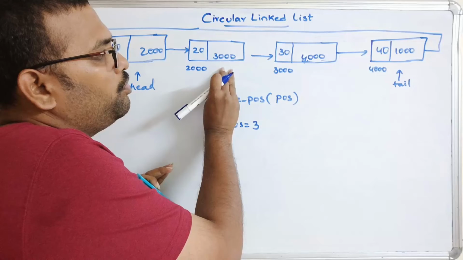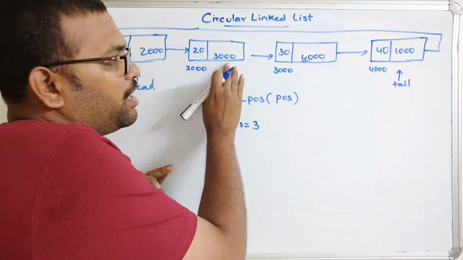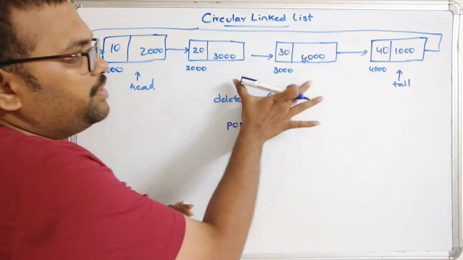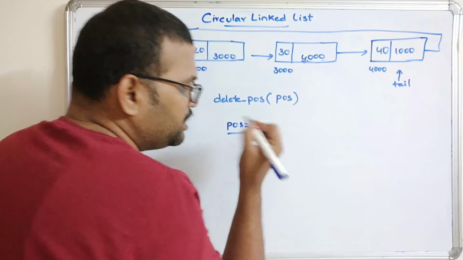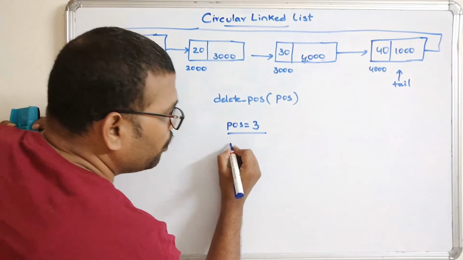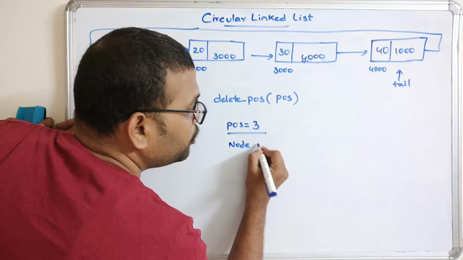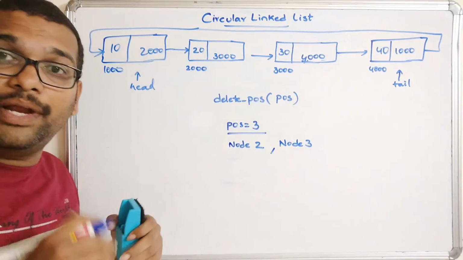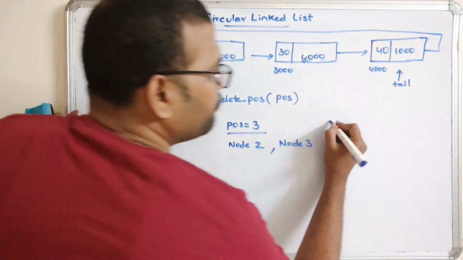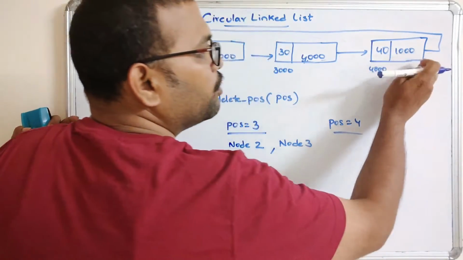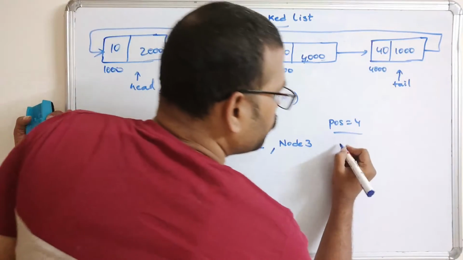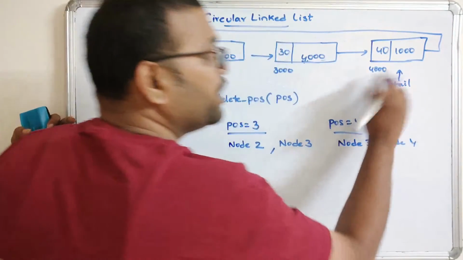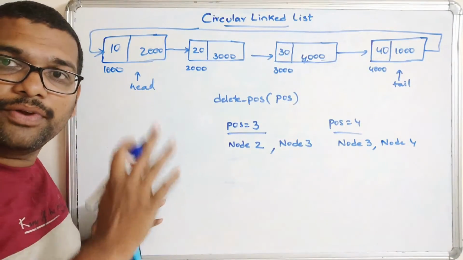Here we need to give the address of this node, which is available in this node, right? So we need control of these two nodes. That means if the position is 3, we should have control of node 2 and node 3, right? And if the position is equal to 4, if we want to delete the fourth element, the control should be on node 3 and node 4. Then only we can modify things.